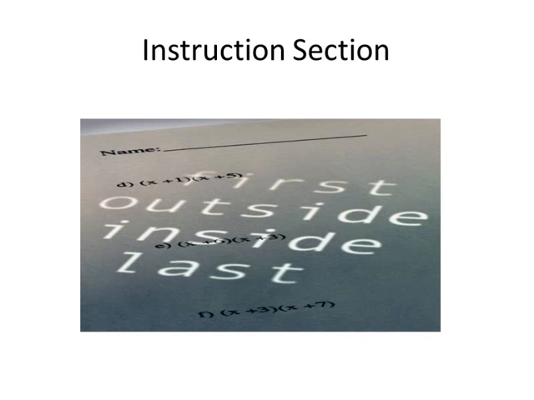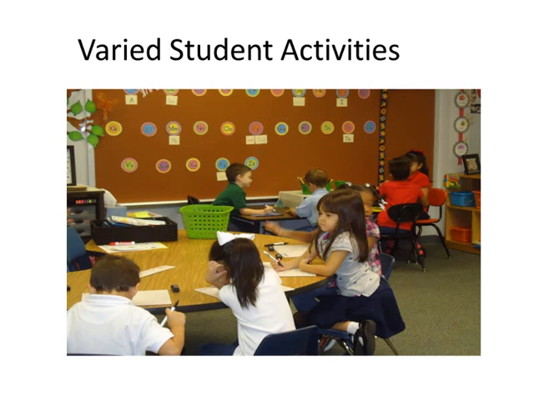The next section that I will cover is instruction. Student activities should be varied. This is a picture of a classroom where you see students in different stations or centers or in groups. Examples of student activities that are varied during the class period are group work, whole group learning, student stations, and computer work.